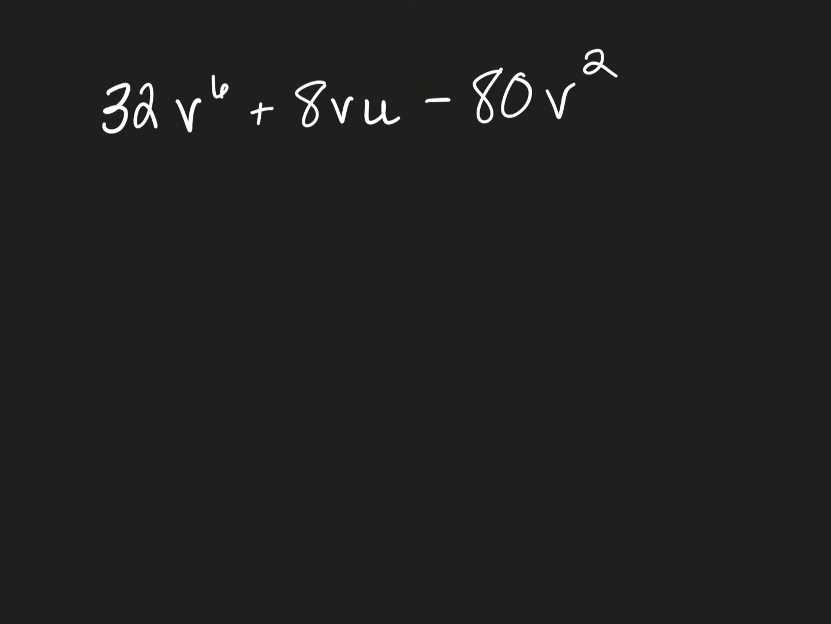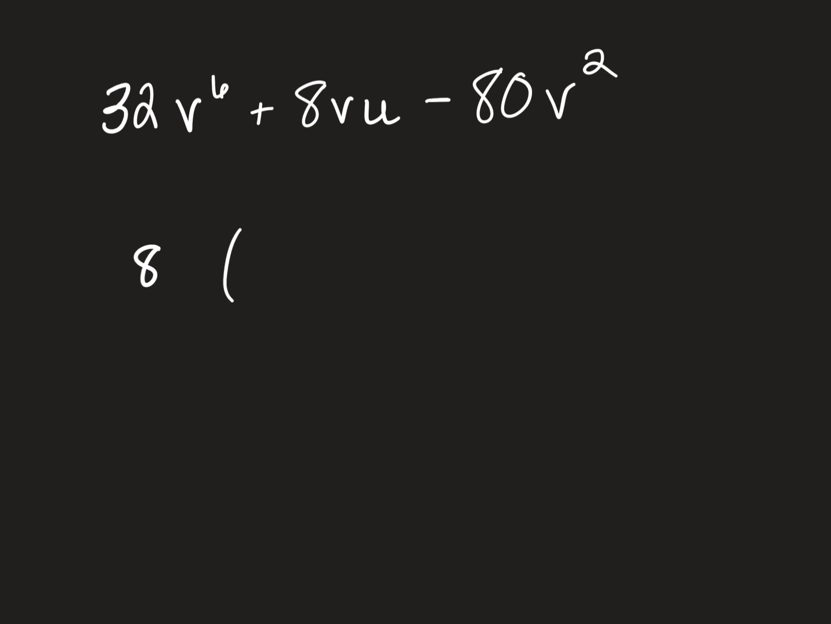All right, so let's look at another example here. This one's got 3 terms. We've got 2 variables we're working with, but the process is still the same. So let's look at our coefficients. We have 32, 8, and 80. So all of those are divisible by 8, right? We can't divide it by anything bigger because 8 is the smallest one we have here. So that means we're going to have an 8 on the outside of our parentheses.